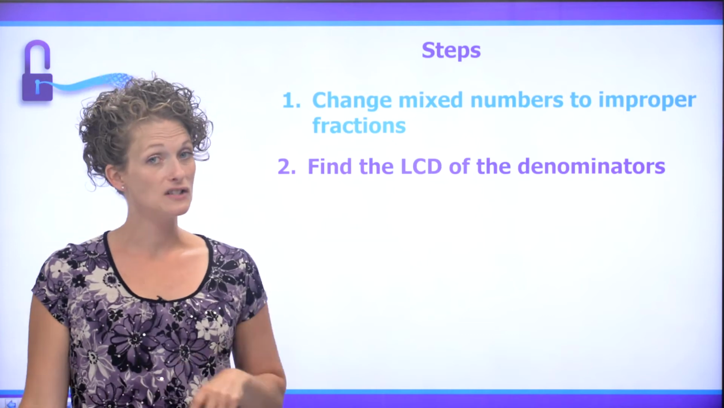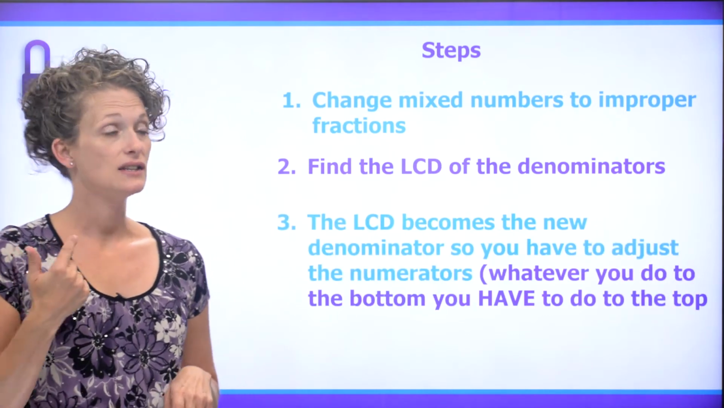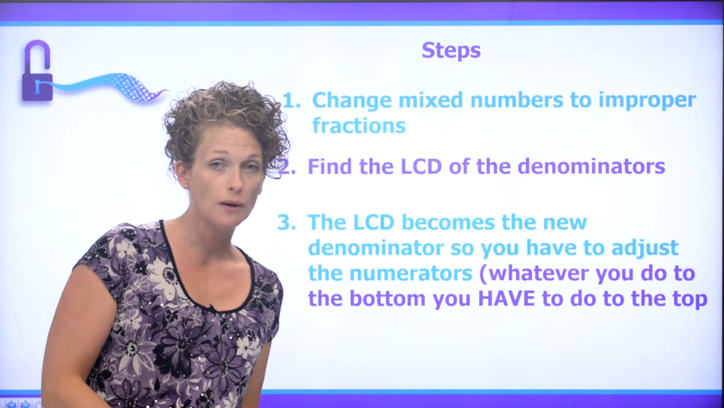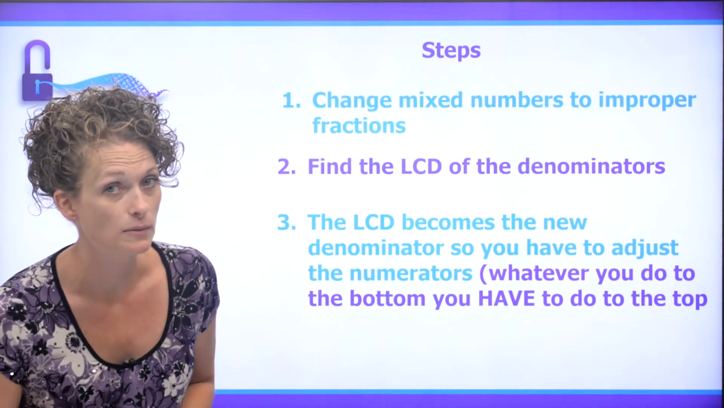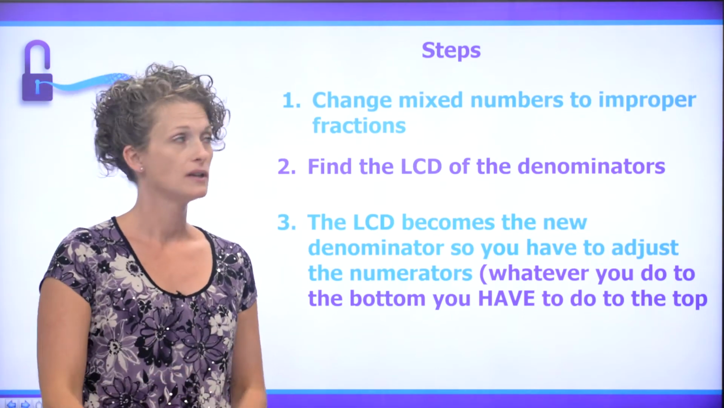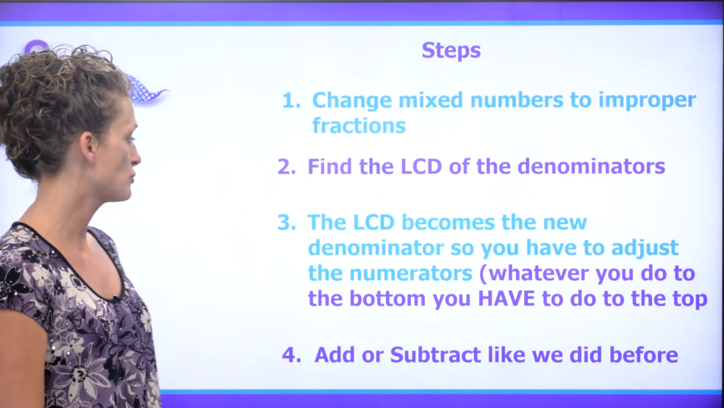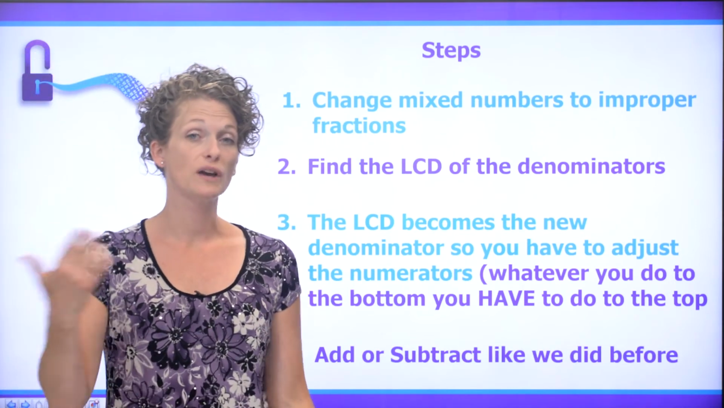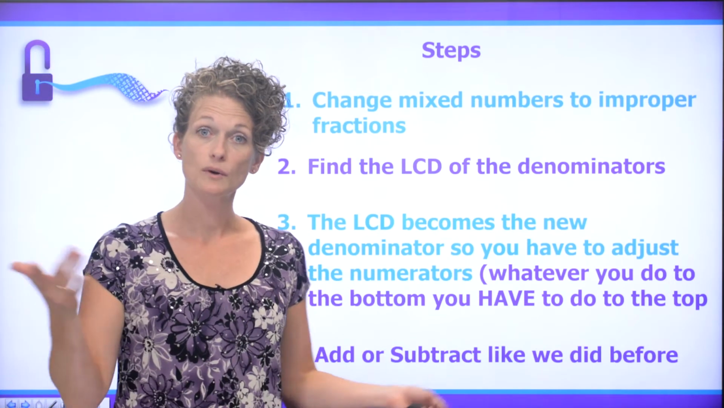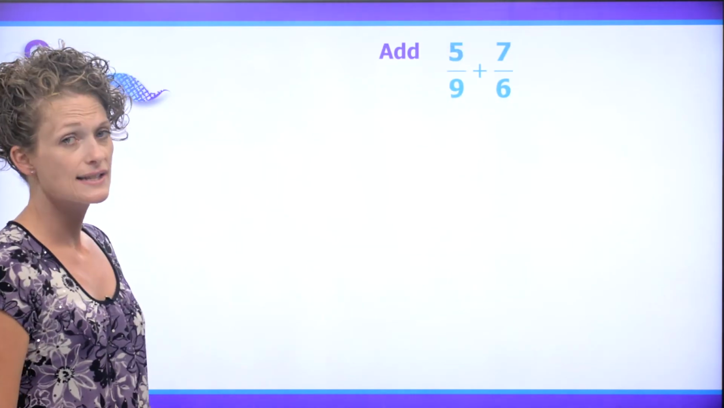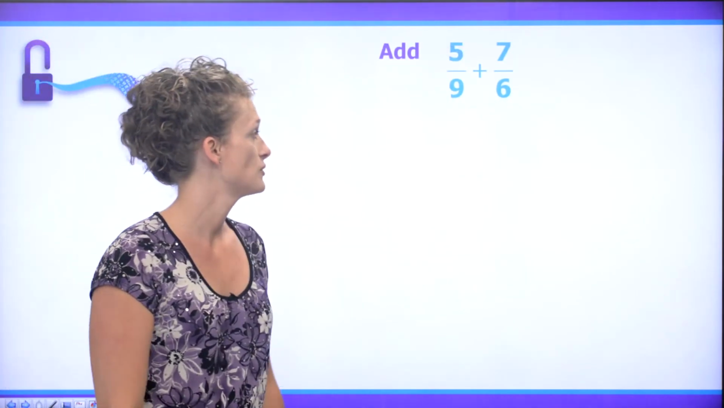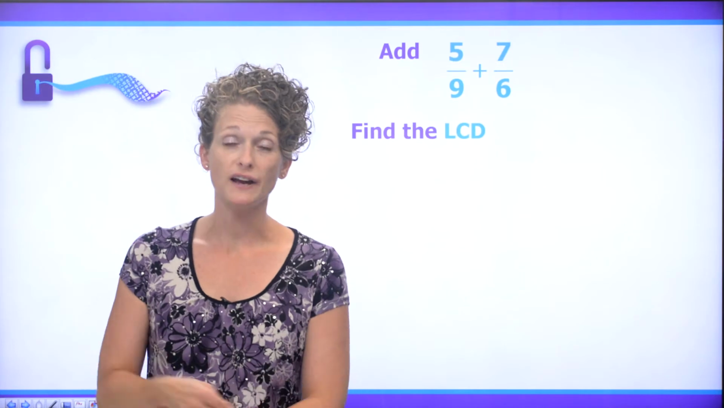Find the LCD of the denominators, and then that LCD becomes your new denominator, and since you changed the bottom, you're going to have to change the top. So you're going to have to adjust your numerators. And then we can add and subtract the way we did when our denominators were like. So let's try this again. 5 over 9 plus 7 over 6. First thing we're going to do is find the LCD.